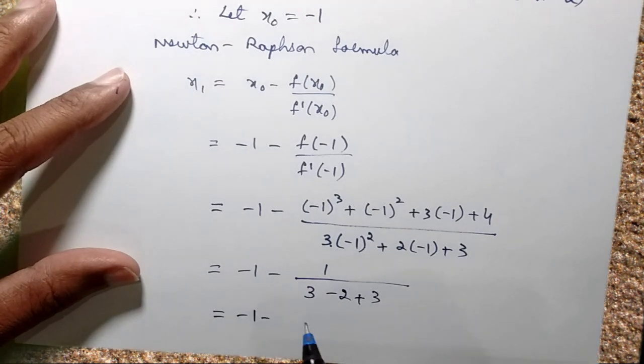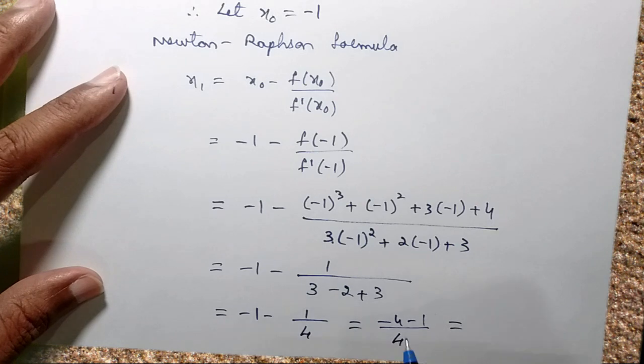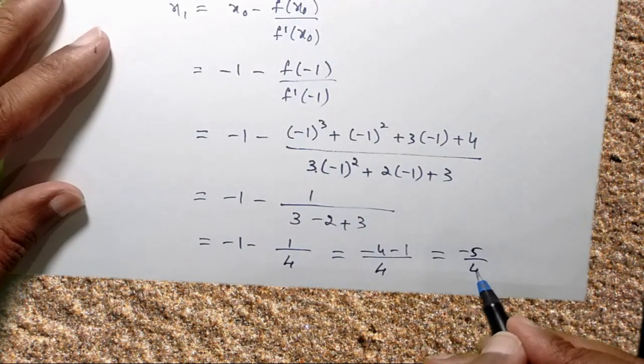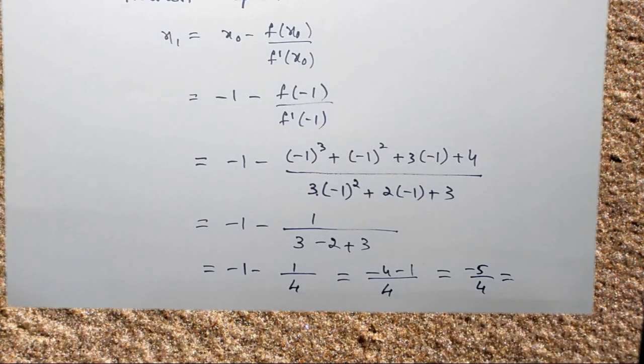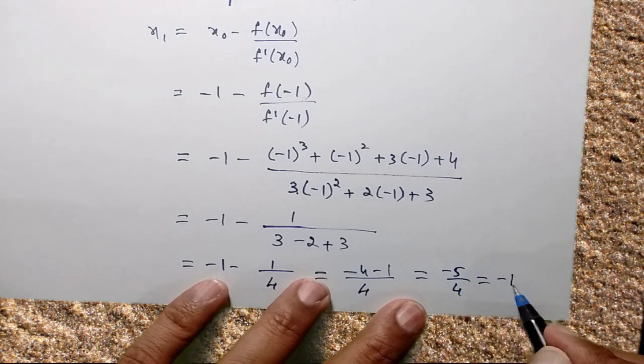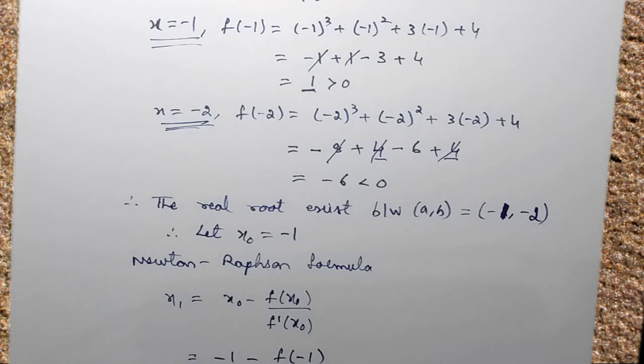Or you can write minus 1 by 6 minus 2 will be 4. You just simplify by taking the LCM. So minus of 4 minus of 1. If you take the LCM, 4 into minus 1 will be minus 4 there, which will be minus 5 by 4. Or in terms of decimal, you can just evaluate its value, 5 divided by 4. So you'll be getting 1.25 with a negative sign, minus 1.25. So I got x1 value to be equal to minus 1.25.